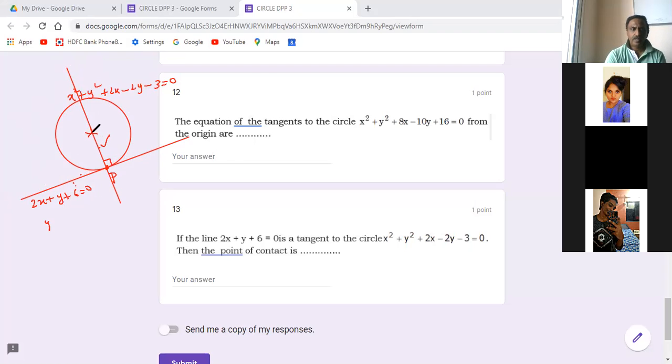Whenever a line is perpendicular to the tangent and passing through the point of contact, we call it as normal. Normal at P. And solve both the equations, you'll get the point of contact.